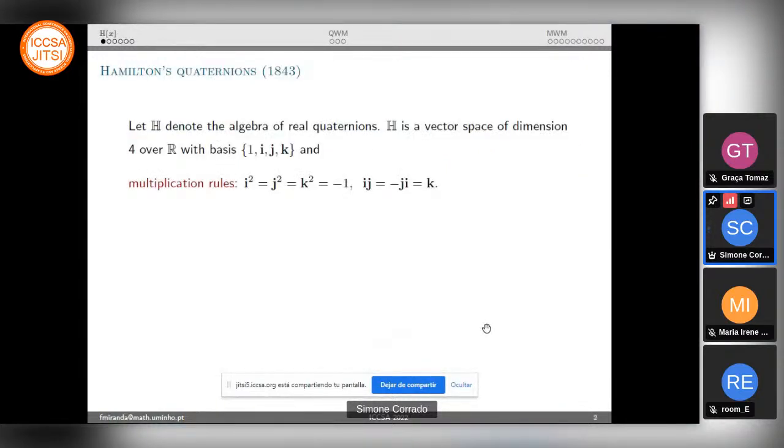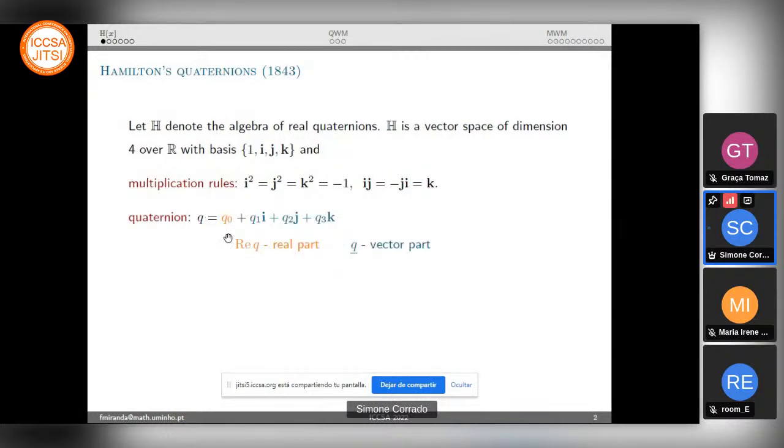So I will talk about quaternionic polynomials, and I will start the presentation talking a little bit about the real algebra of quaternions. One is the real unity. i, j, k are the imaginary unities, and the multiplication rules are given by these rules here. We can immediately see that the multiplication is not commutative.